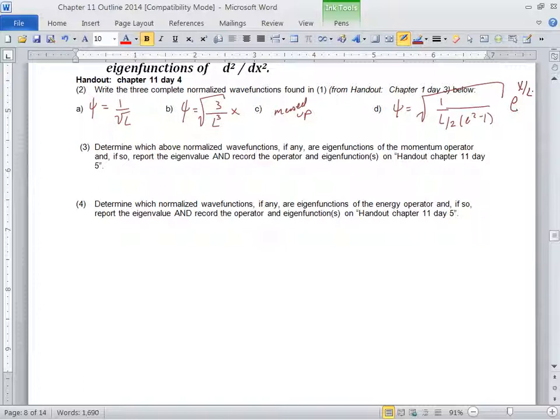Determine which of the above normalized wave functions, if any, are eigenfunctions of the momentum operator. The momentum operator, there's several that we need to worry about. There's H hat, and they gave that, see the notes for that. There's p hat, which is h bar over i d/dx. And there's x hat, which is just x.